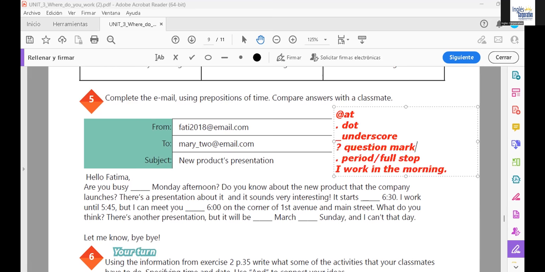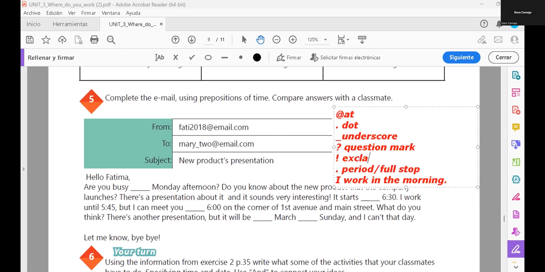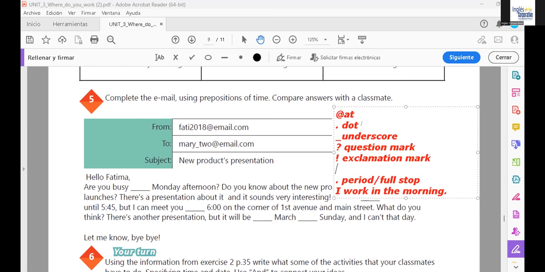Question mark. No sé si utilizan algún question mark. Exclamation mark. Let me see, a semicolon.